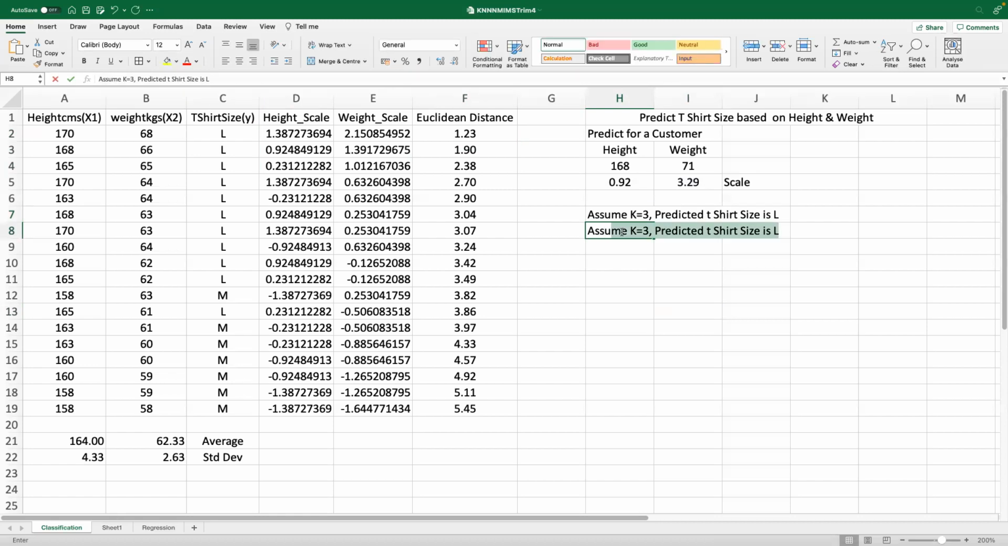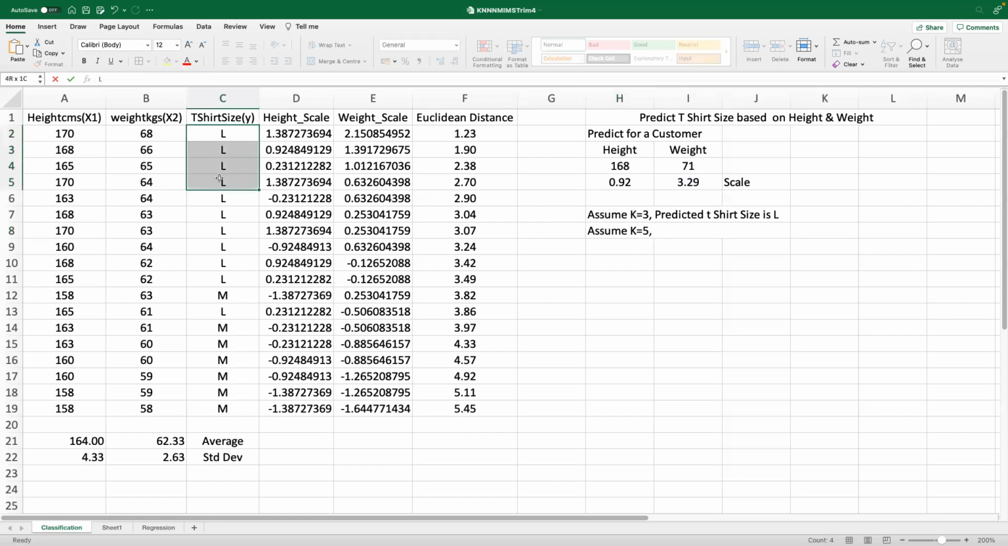You can also assume k is equal to 5. What are the top five? 1, 2, 3, 4, 5. Assume k is equal to 5, predicted t-shirt size is L.